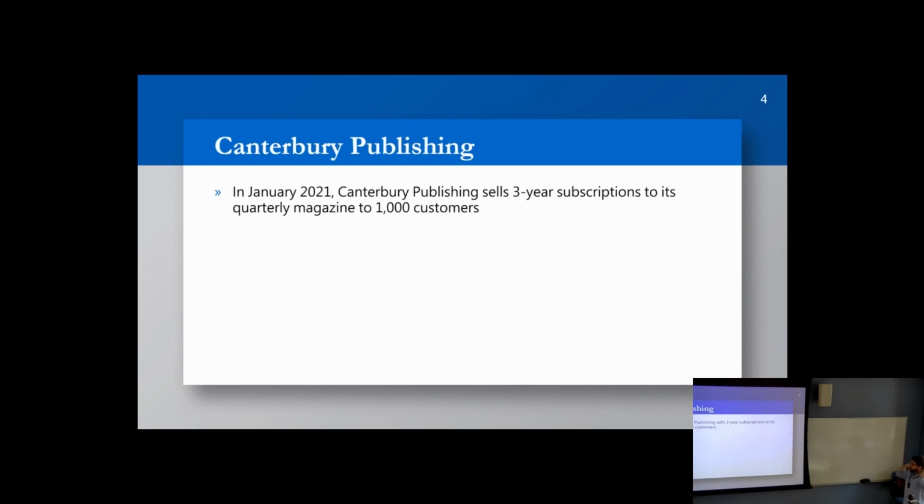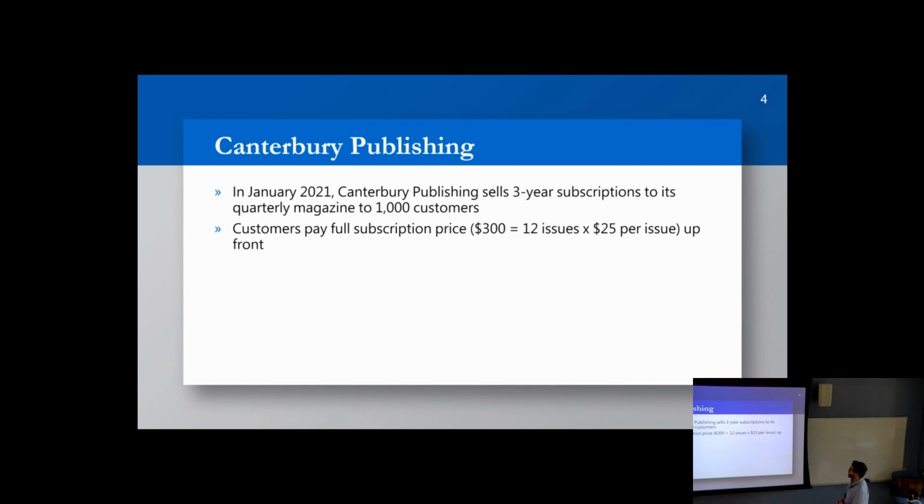All right, so let's say that this magazine company, right, this example is going to be going completely out of phase soon enough, I think. But it really illustrates really well the differences between cash and accrual. All right, so let's say we're dealing with a publishing company that sold a 3-year subscription to 1,000 customers. All right, so customers pay in full upfront. So $300 upfront, 12 issues per year, $25 per issue.